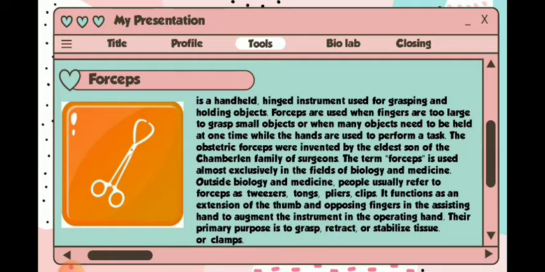The term forceps is almost exclusively used in the fields of biology and medicine. Outside biology and medicine, people usually refer to forceps as tweezers, tongs, pliers, or clips. It functions as an extension of the thumb and opposing fingers in the assisting hand to augment the instrument in the operating hand. Their primary purpose is to grasp, retract, or stabilize tissue or clamps.